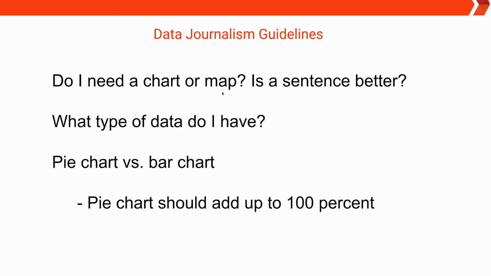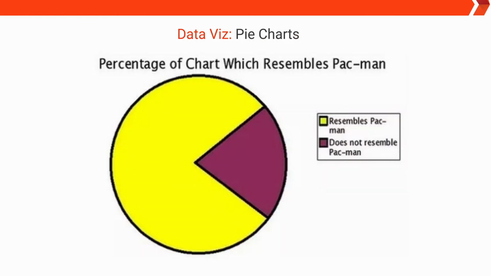Do I need a chart or a map? Is a sentence better? When I'm working with a data set, do I need to visualize it? What type of data do I have? What works best? A pie chart or a bar chart? A pie chart should always add up to 100%. It should always be something like a budget of some kind or some type of breakdown. What am I really working with, and how do I visualize it, or do I need to visualize it? Can I just write about the data set?